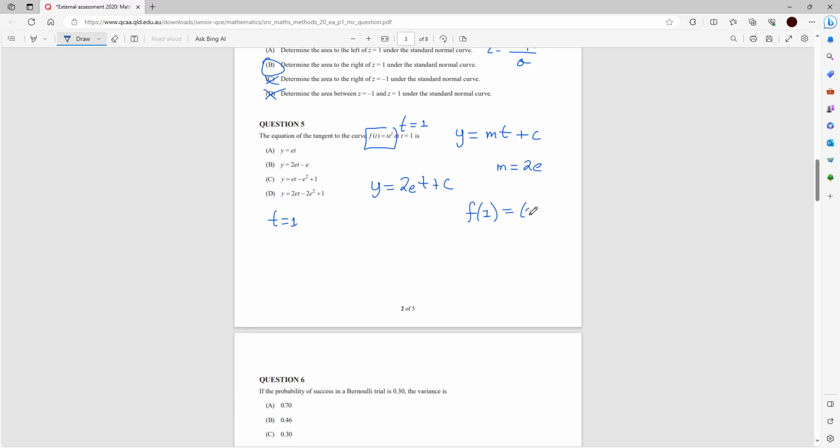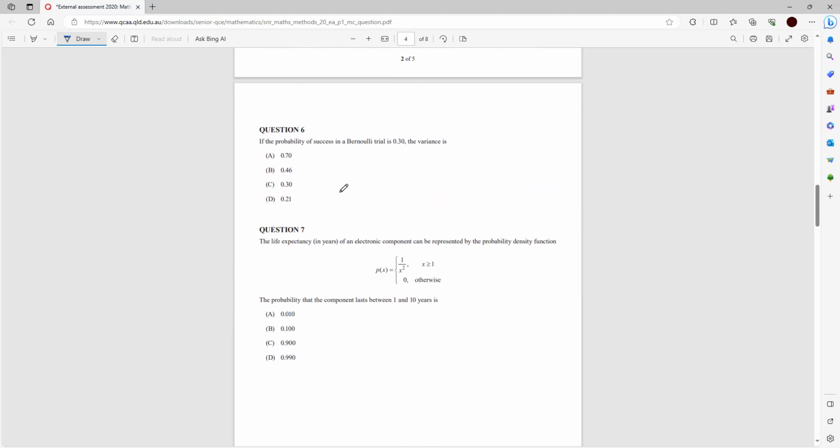So you're going to have 1 times e to the 1. So our y value is going to be e. So this is the coordinate we're dealing with. So this means t, and this is y. Substitute that in. e equals 2e times 1 plus c. Therefore, c is going to be negative e. Therefore, my equation is y equals 2et minus e. And we can see that's right there. So that's the correct answer there. Okay? Right, let's get down to number 6.